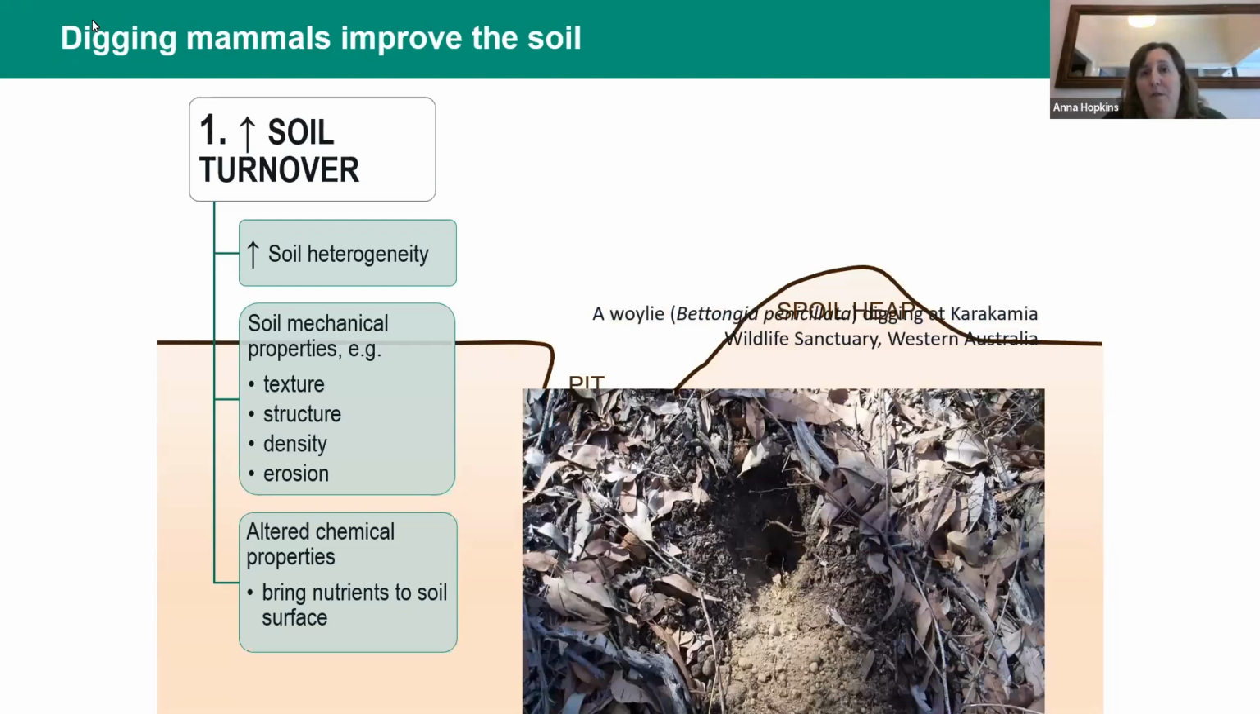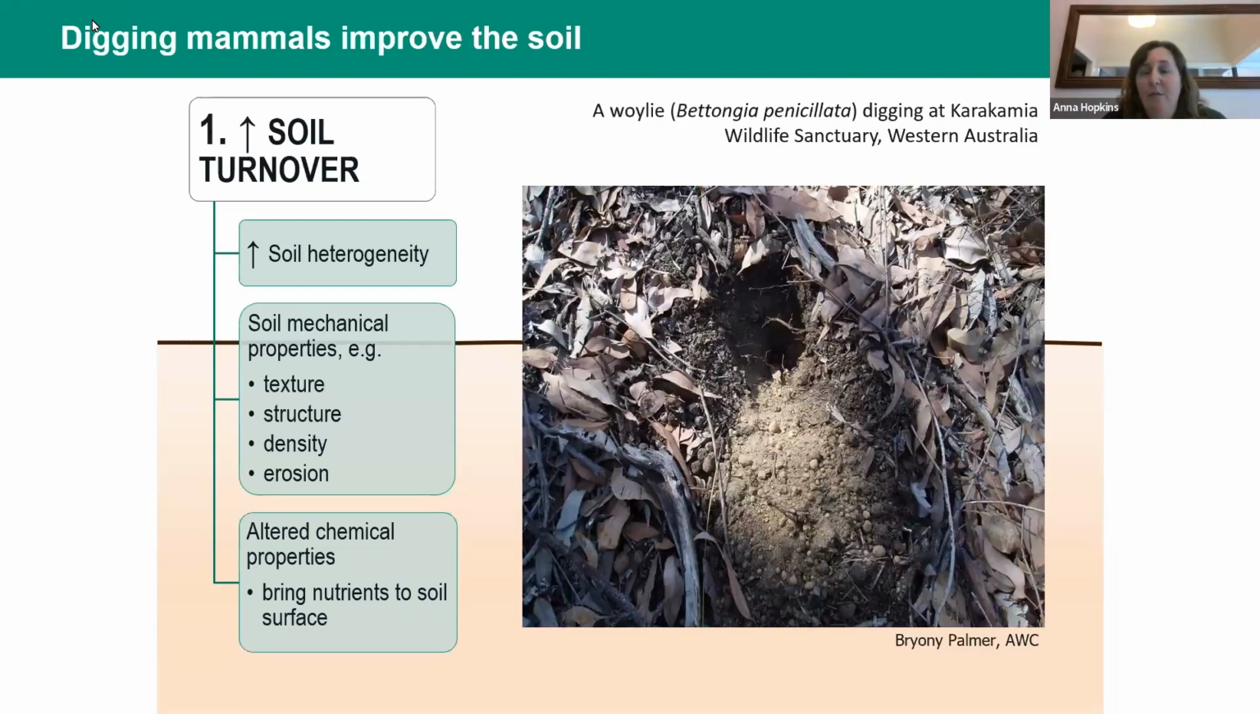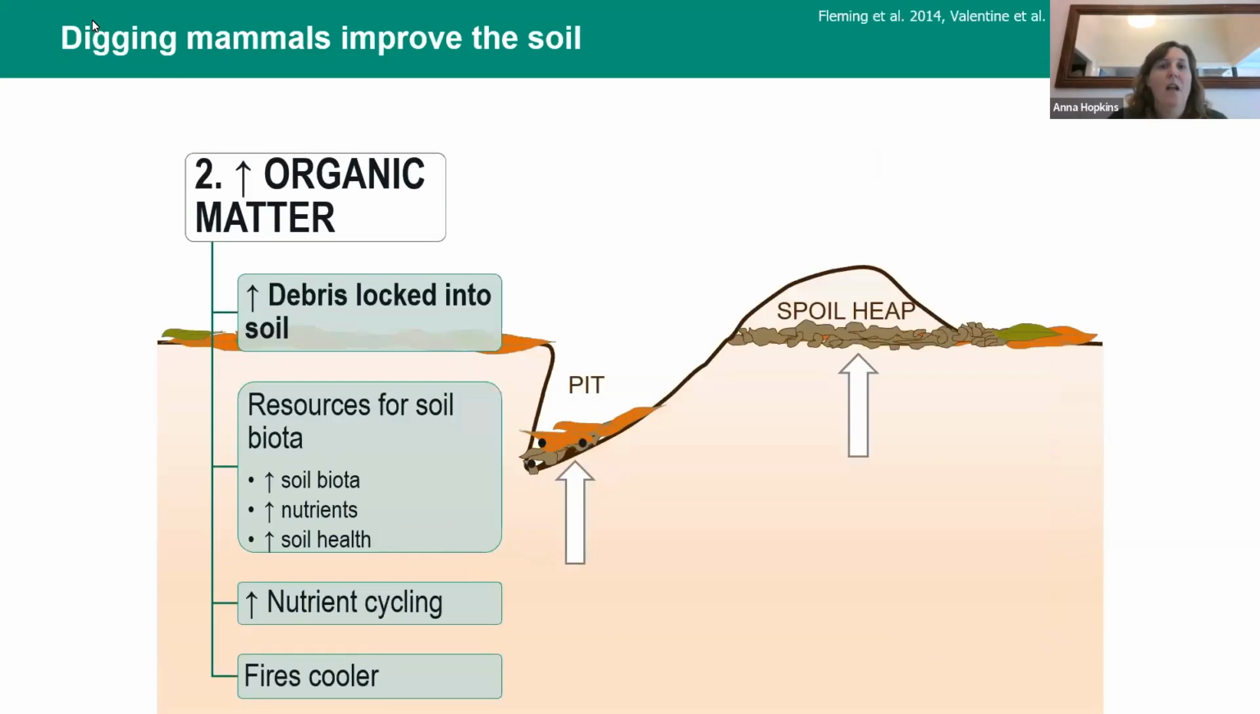This is an example of what a dig looks like. So this is a woylie dig from Karakamara in Western Australia. And you can see quite clearly that it's got the little area where it's dug, but it's also got that spoil heap behind it. And that spoil heap is very importantly covering a whole lot of the leaf litter that was on the surface of the soil. This covering of the leaf litter is really important because it's helping to incorporate a lot of that organic matter into the soil and lock that debris into the soil. It keeps that organic matter much moister and helps it break down much faster. So it increases the amount of organic matter that's being incorporated into the soil.